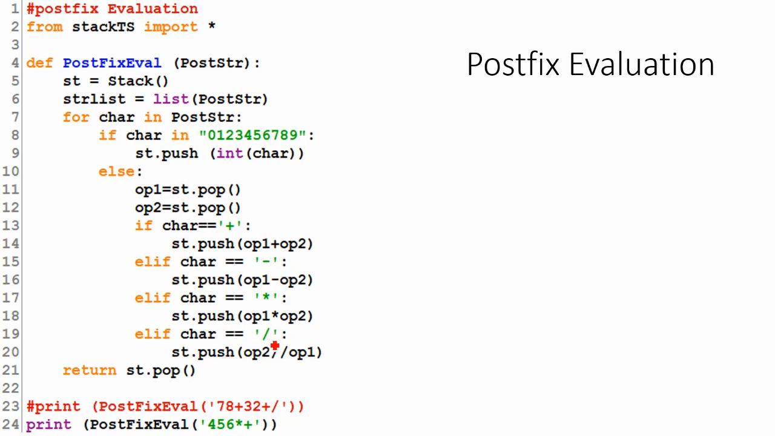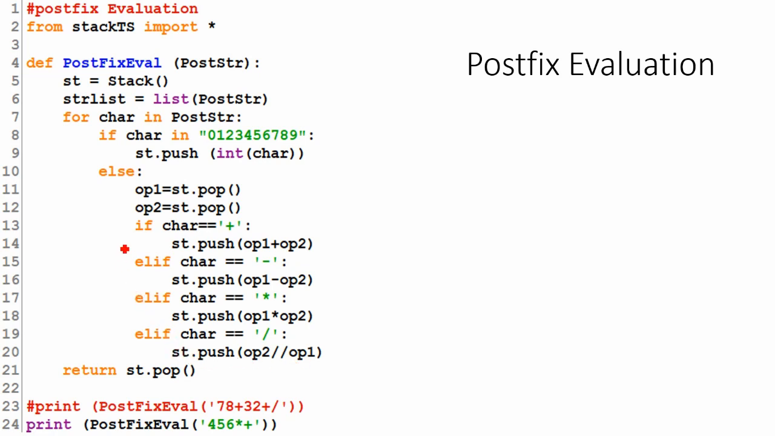Now if it's a division, please understand that it's a true division that's implemented here. Operand 2 will be the first operand, and operand 1 will be the divisor. So operand 2 will be the dividend, and operand 1 will be the divisor. Then the value will be evaluated, right?